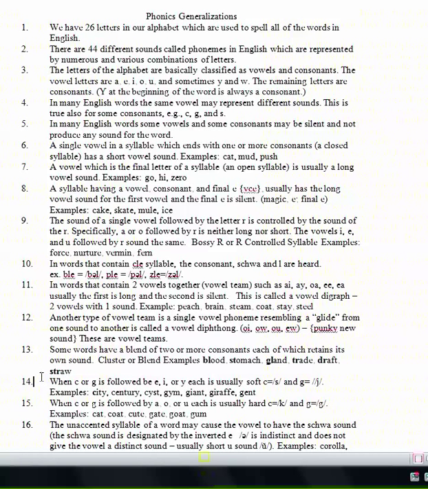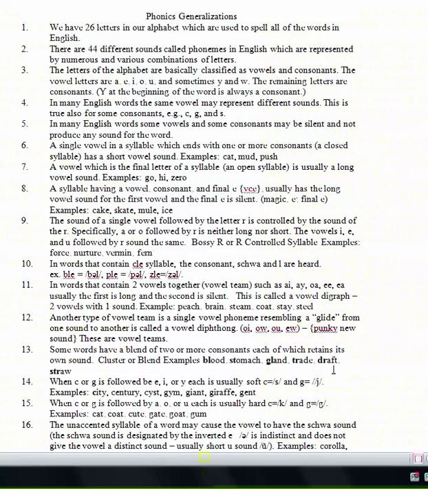Number 14. C or G can make a soft sound, and C or G make their soft sound when they're usually followed by the skinny vowels E, I, or Y. Now the soft sound of C is the S sound, like in city, century, cyst. The G makes the soft sound, which is really the J sound, in gym, giant, giraffe, gent.